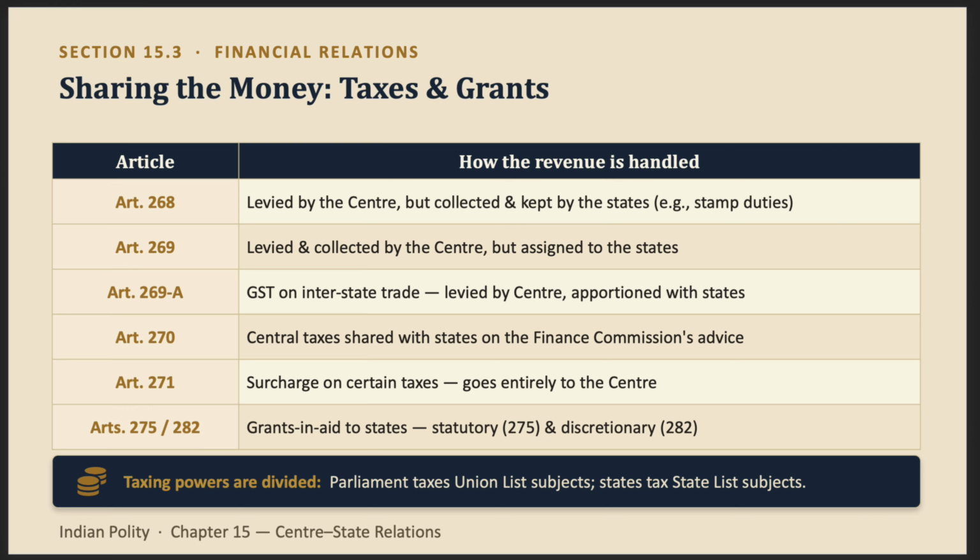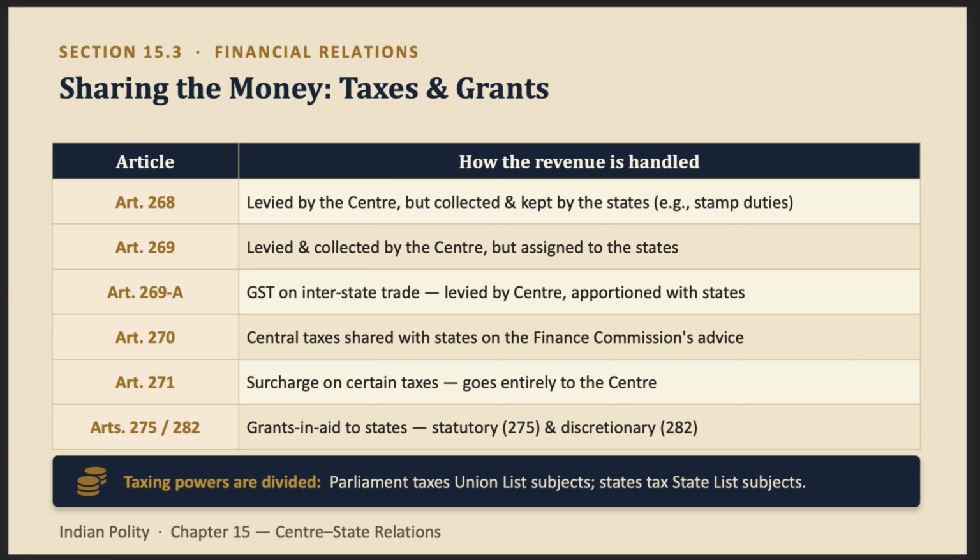The foundational principle here is a strict division of taxing power, very much like the legislative list we discussed earlier. Parliament taxes the Union List, states tax the State List. But the actual collection and distribution of that money is this highly intricate web. Yeah, let's decode that web, because a student reading the Constitution will literally just see a blur of articles. Why does the Constitution separate the power to levy a tax from the right to actually collect it?